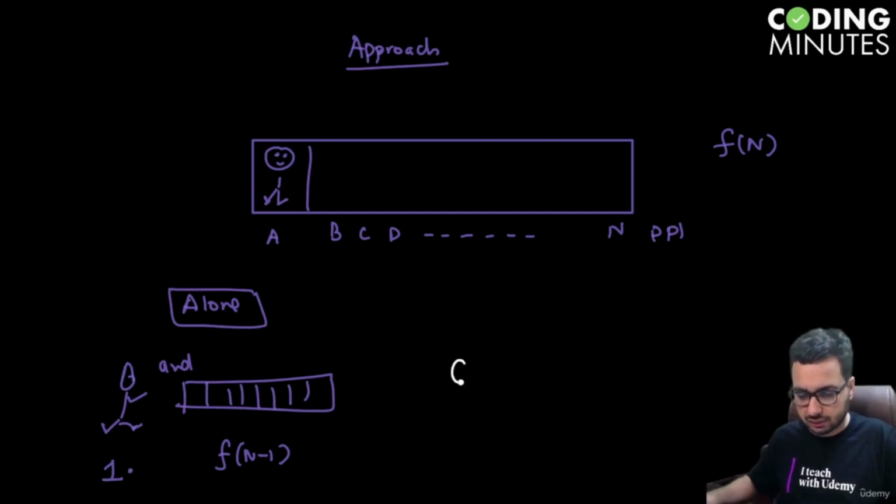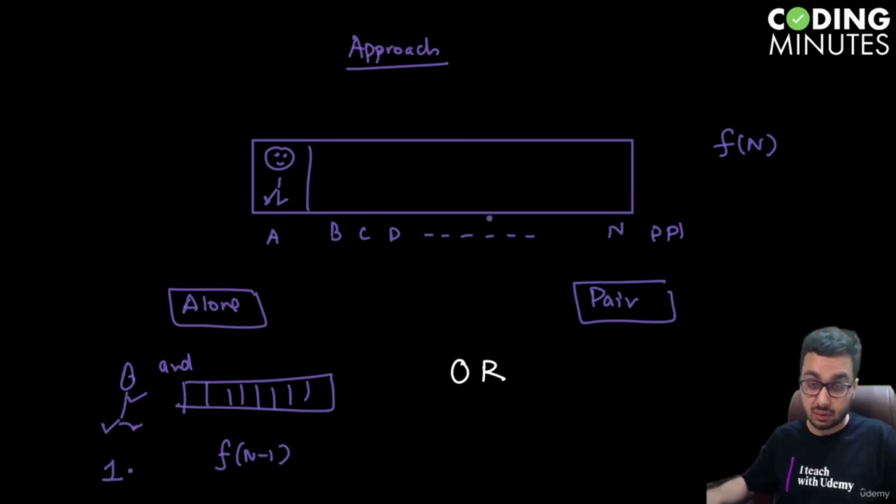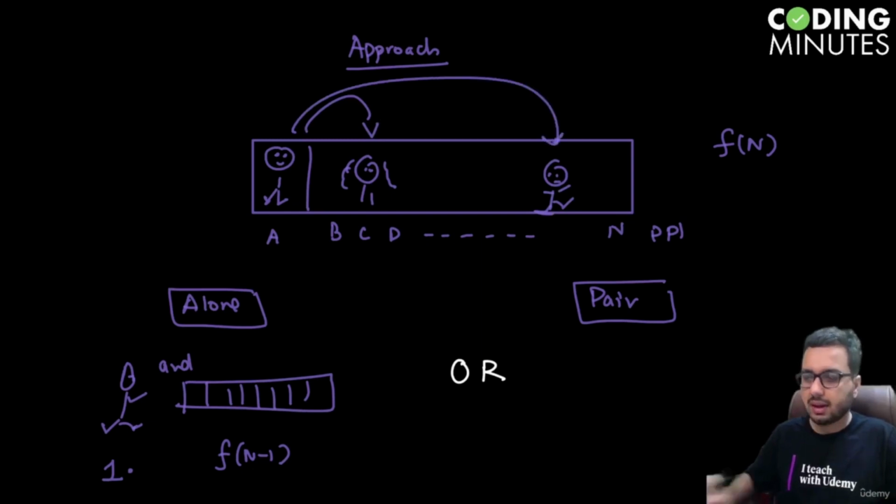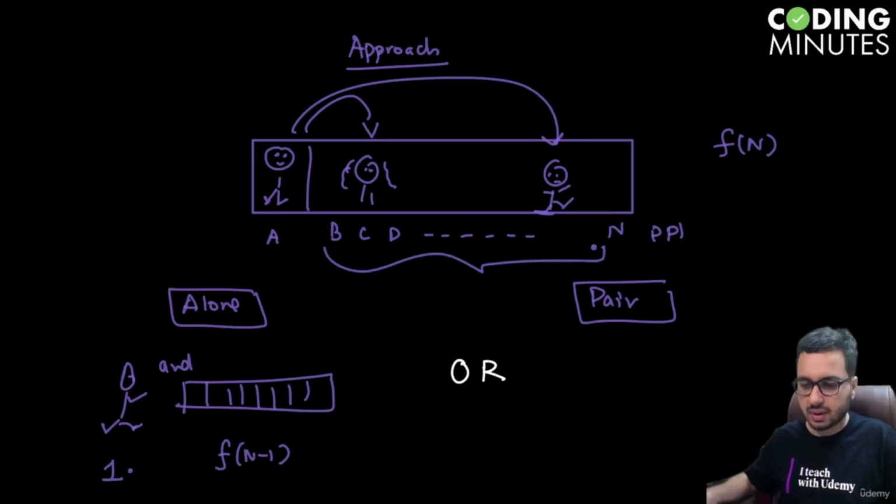Or what we can have is A says no, I want to go with my girlfriend. So A wants to make a pair with someone. That could be anyone, maybe this girl, or maybe this guy. A might pair up with this one or this one. So how many options does A have to make a pair? Obviously we have n minus 1 people, so A has n minus 1 choices to pair up with someone.